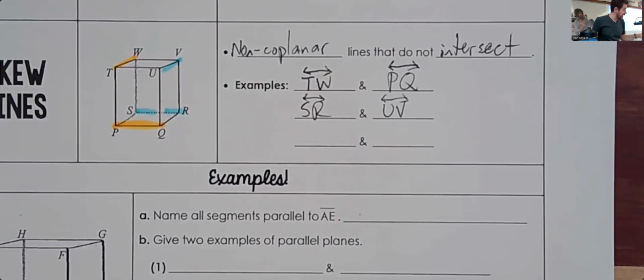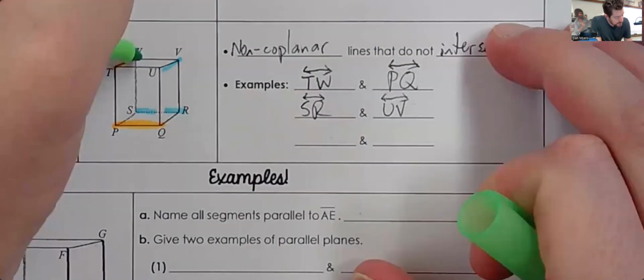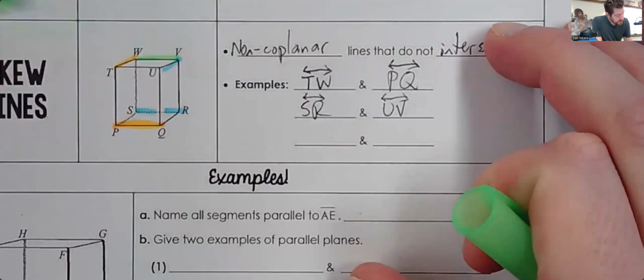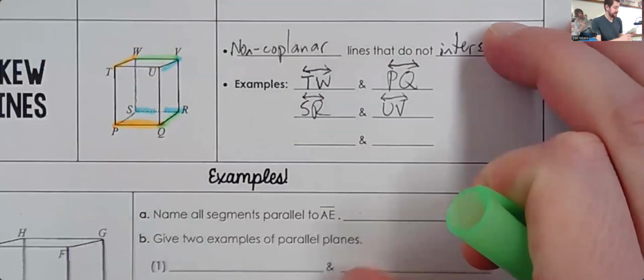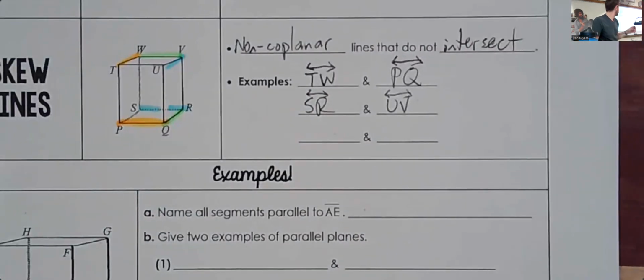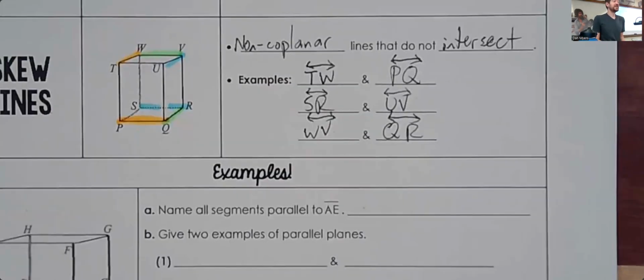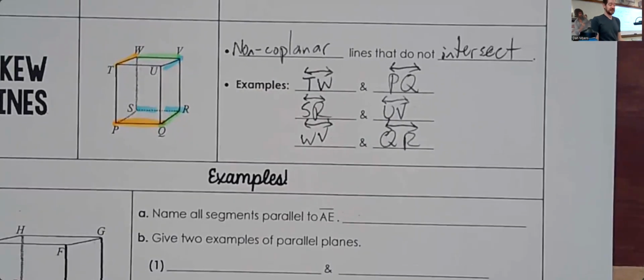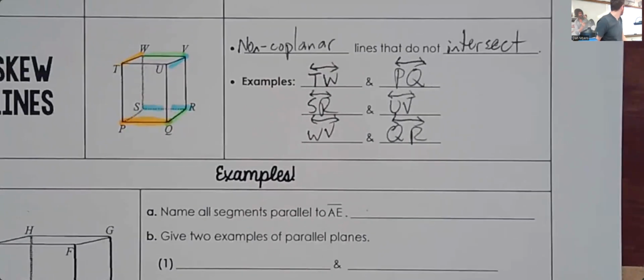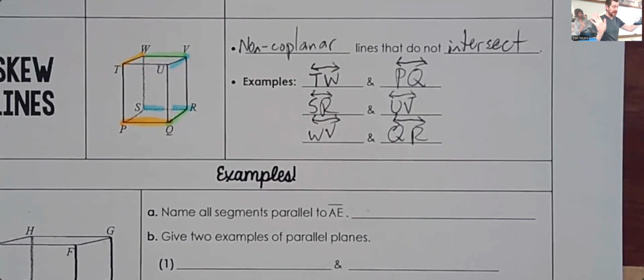WV and QR. Yeah, that works. Nice. So WV and QR. All right. WV and QR. There are more. We're not going to name more.